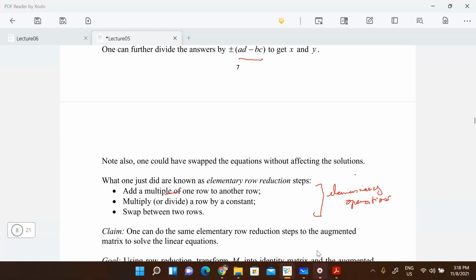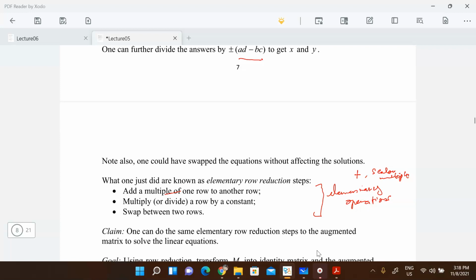Because you only use what? You only use addition, scalar multiplication, which we introduced much earlier when we introduced matrices. These are the two basic operations, okay? The swapping is of course a slightly different thing, but the basic mathematical operations are essentially those two.